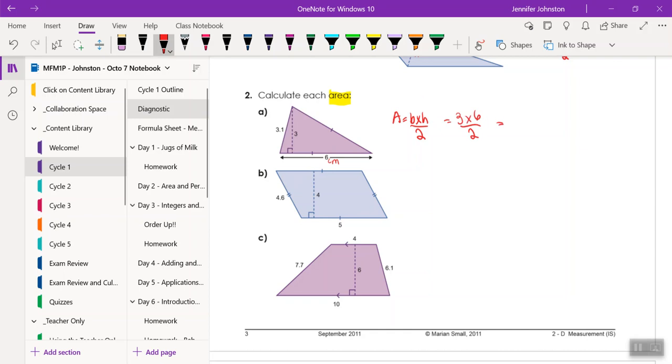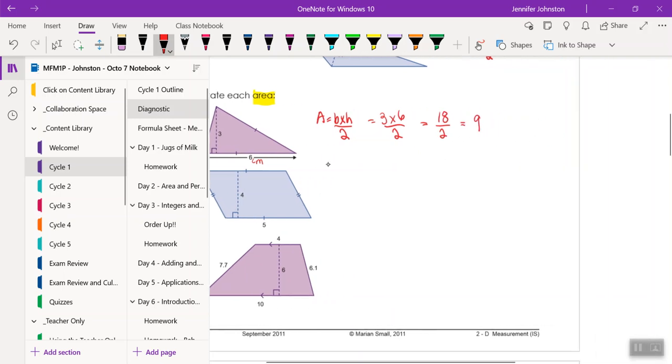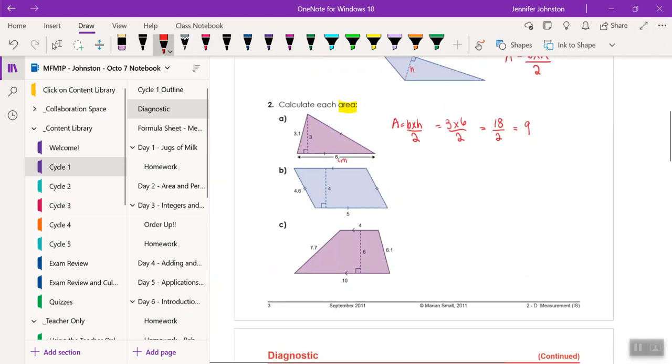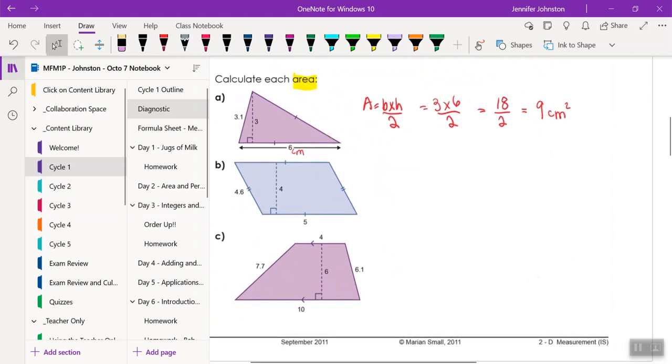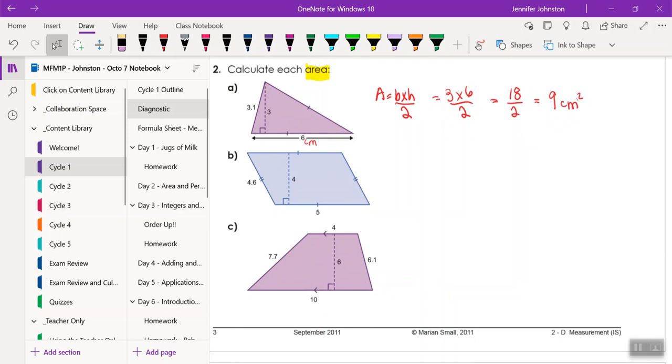3 times 6 is just 3 groups of 6. So 6, 12, 18, divided by 2. And 18 divided in half gives us 9. And since I said it's going to be in centimeters, the answer is going to be 9 centimeters squared because we're looking for area. If we're looking for perimeter, that would be different, right? Then we wouldn't have the square. We would just say centimeters, but here we're looking for area, so we have to put that squared.